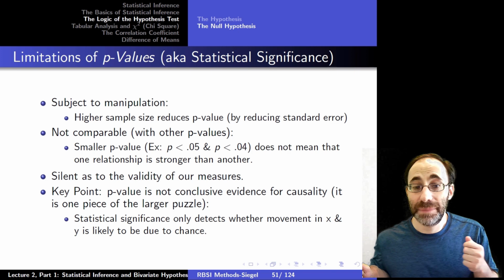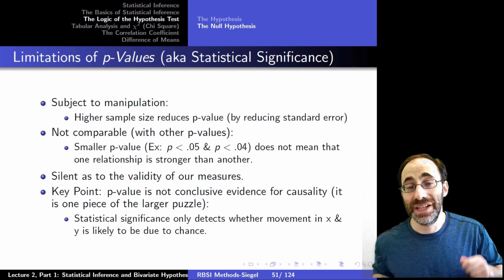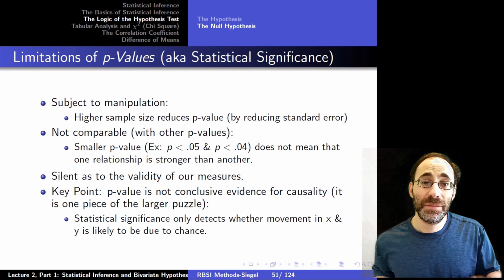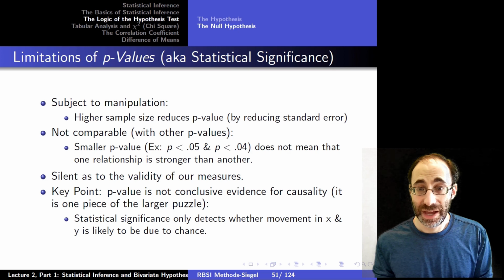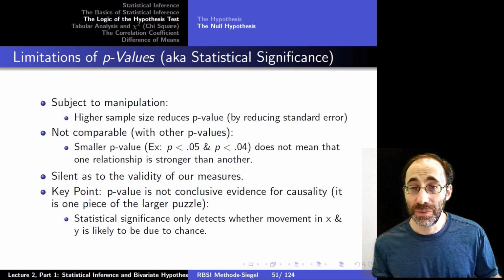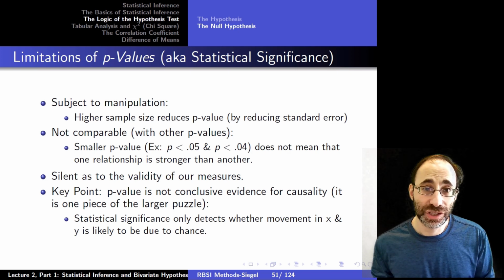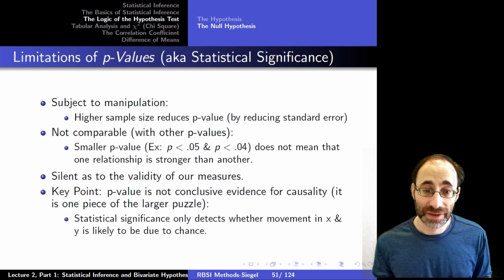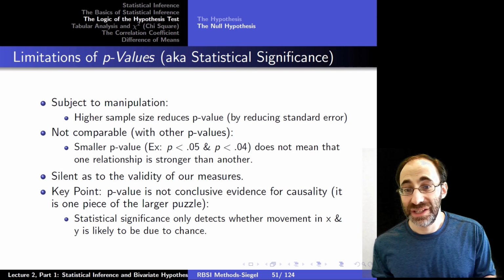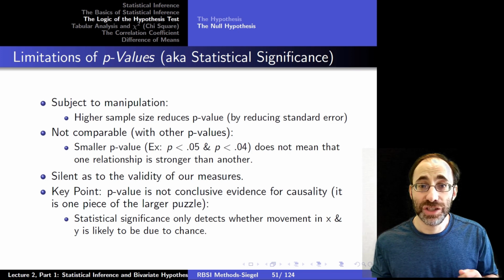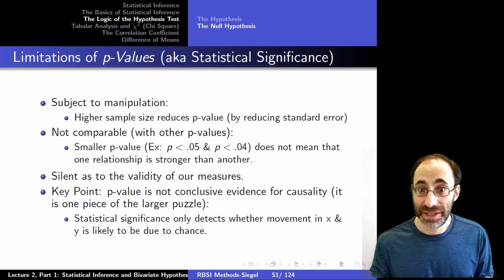But the key point here is the p-value, and another key point, is that the p-value is not conclusive evidence for causality. It is a statement of correlation, of true correlation, and correlation that is not due to random chance. It is not a statement of causality for all the reasons we talked about earlier for why correlation is not a proof of causality. Causality requires correlation, which is why we keep looking for it, but correlation does not prove causality. So all statistical significance does is detect whether or not the change in x is associated with the change of y that is not due to chance.